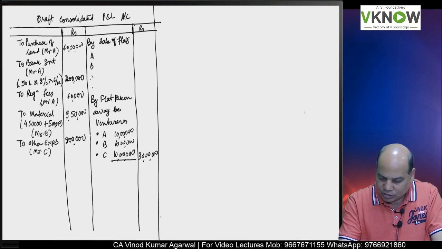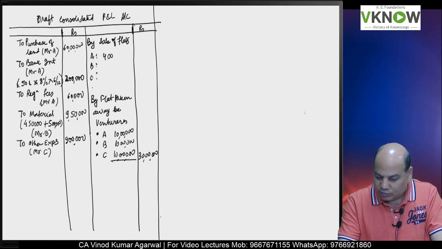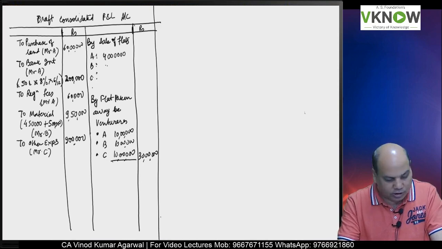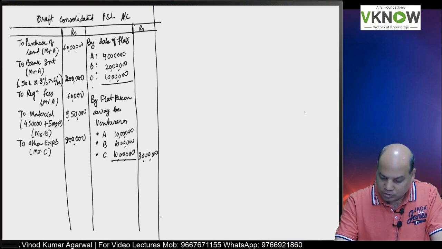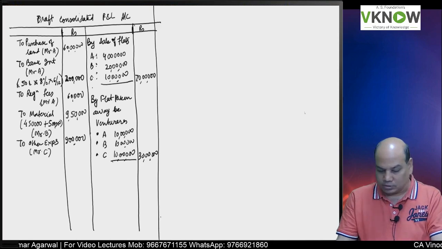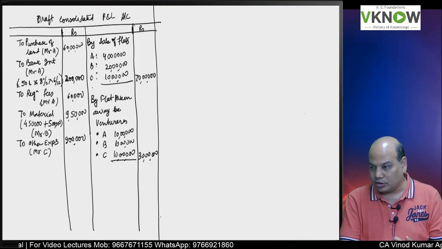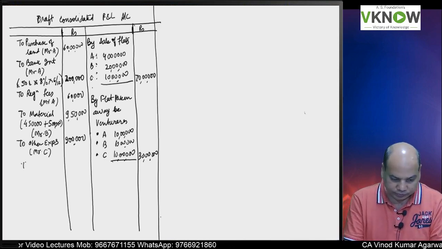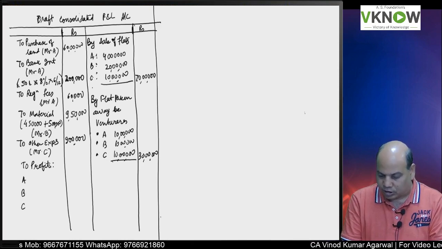3 venturers have sold flats. Whosoever could find the customer, A was able to sell flats for 40 lakh, B was able to sell for 10 lakh, C was able to sell for 10 lakh. So total sale proceeds 70 lakh. Now these are the transactions given in the problem. So we are going to find out the profit, and this profit will be shared equally.